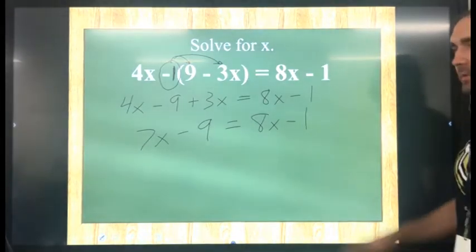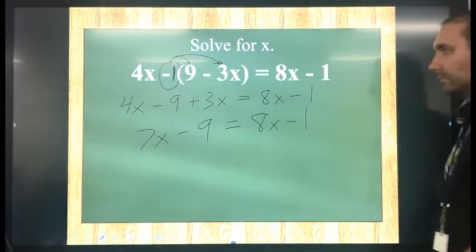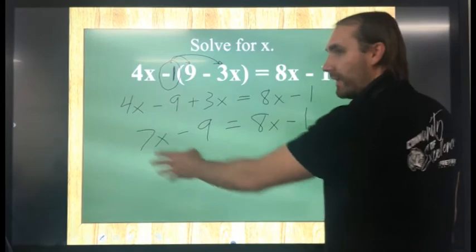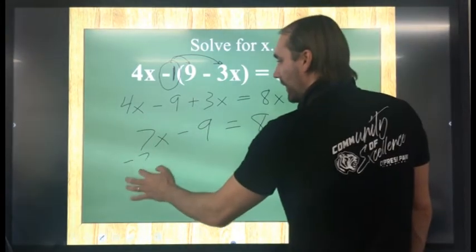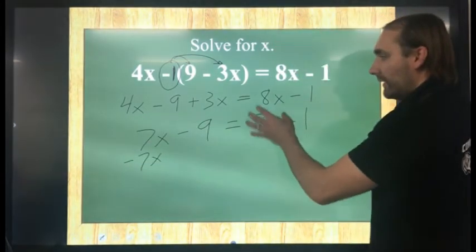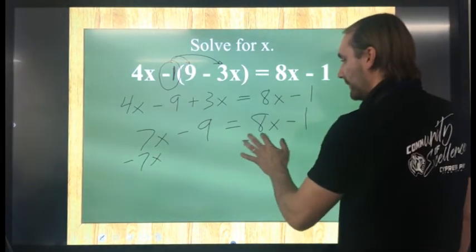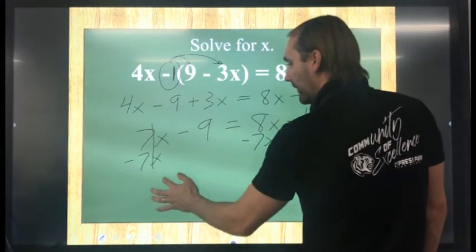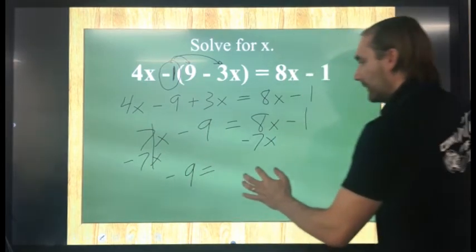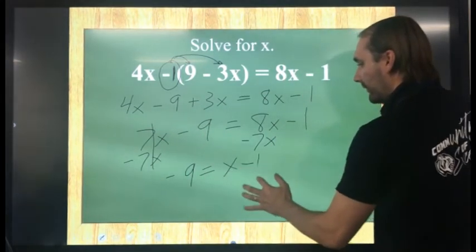Okay, so now I want to move x to one side. I'm going to go with the 7x over to the 8x, because if I go the other direction with the 8, I'll get a negative x. Let's try to keep our x's positive. So let's say -9 equals x minus 1.